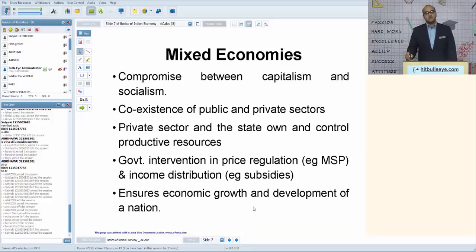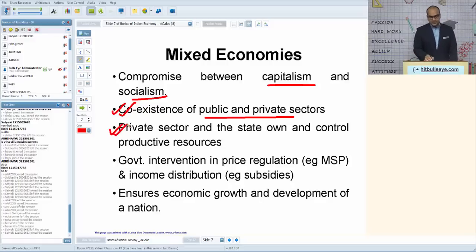So the next type of economy is a mixed economy. It is a compromise between capitalism and socialism. It takes the merits of capitalism and combines them with the merits of socialism in trying to minimize the demerits of both. Of course, India is a mixed economy, so we also see these features in our economy as well. We have a coexistence of public and private sector. In telecom you have BSNL and Vodafone. In civil aviation you have Air India and other private airlines like Jet Airways, and so on and so forth.